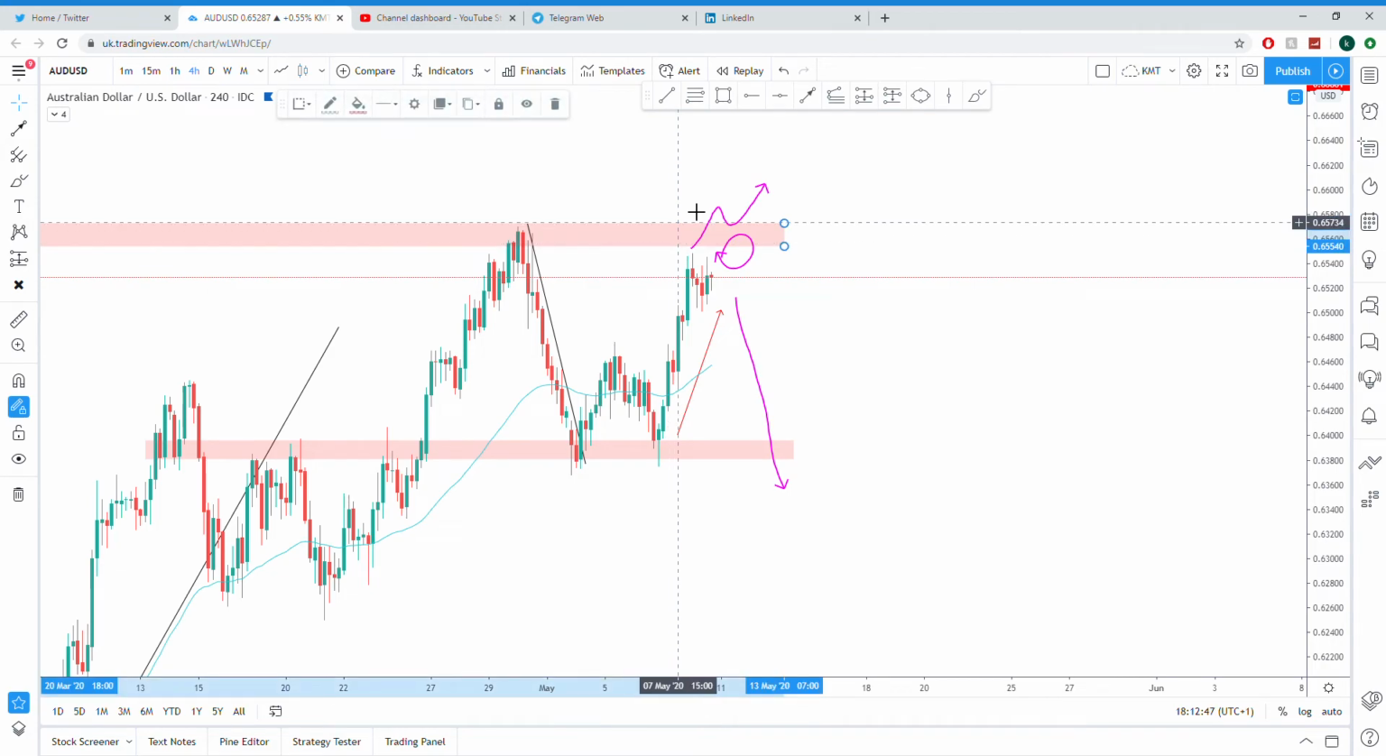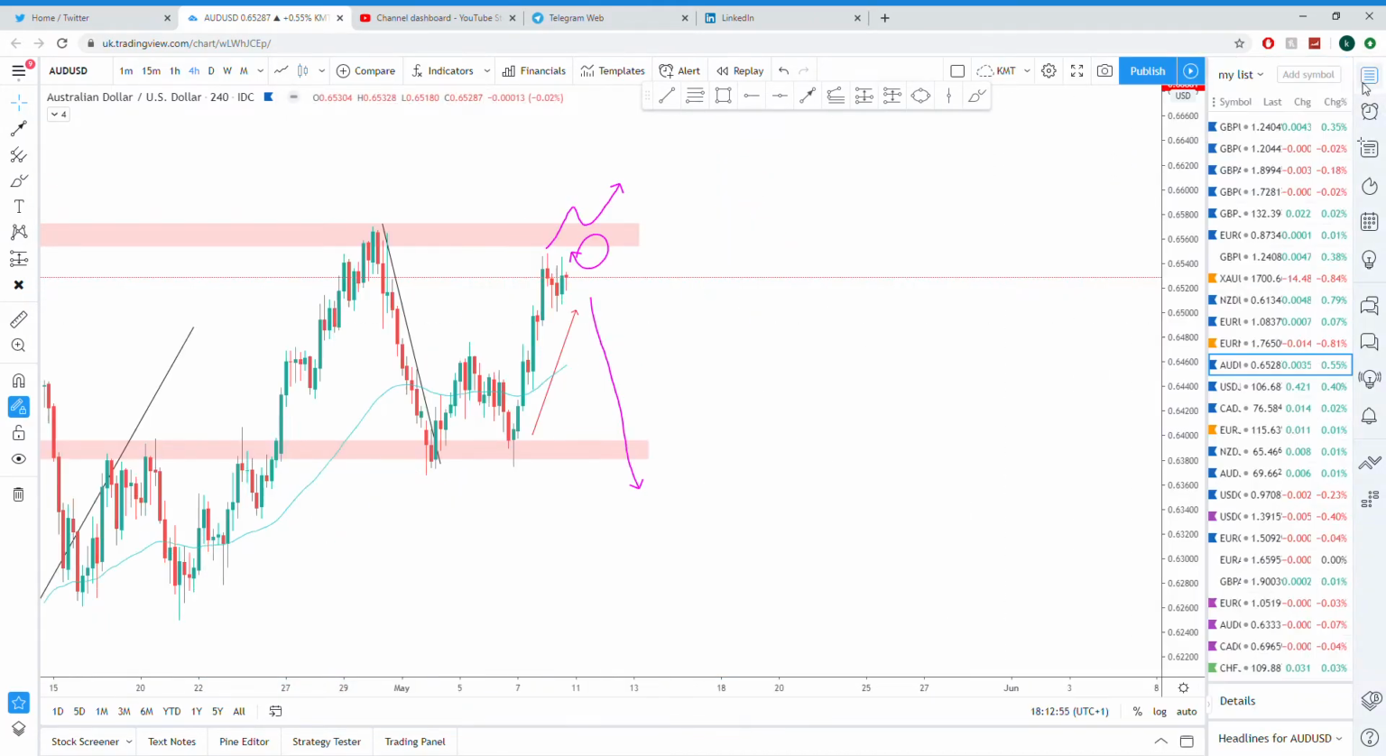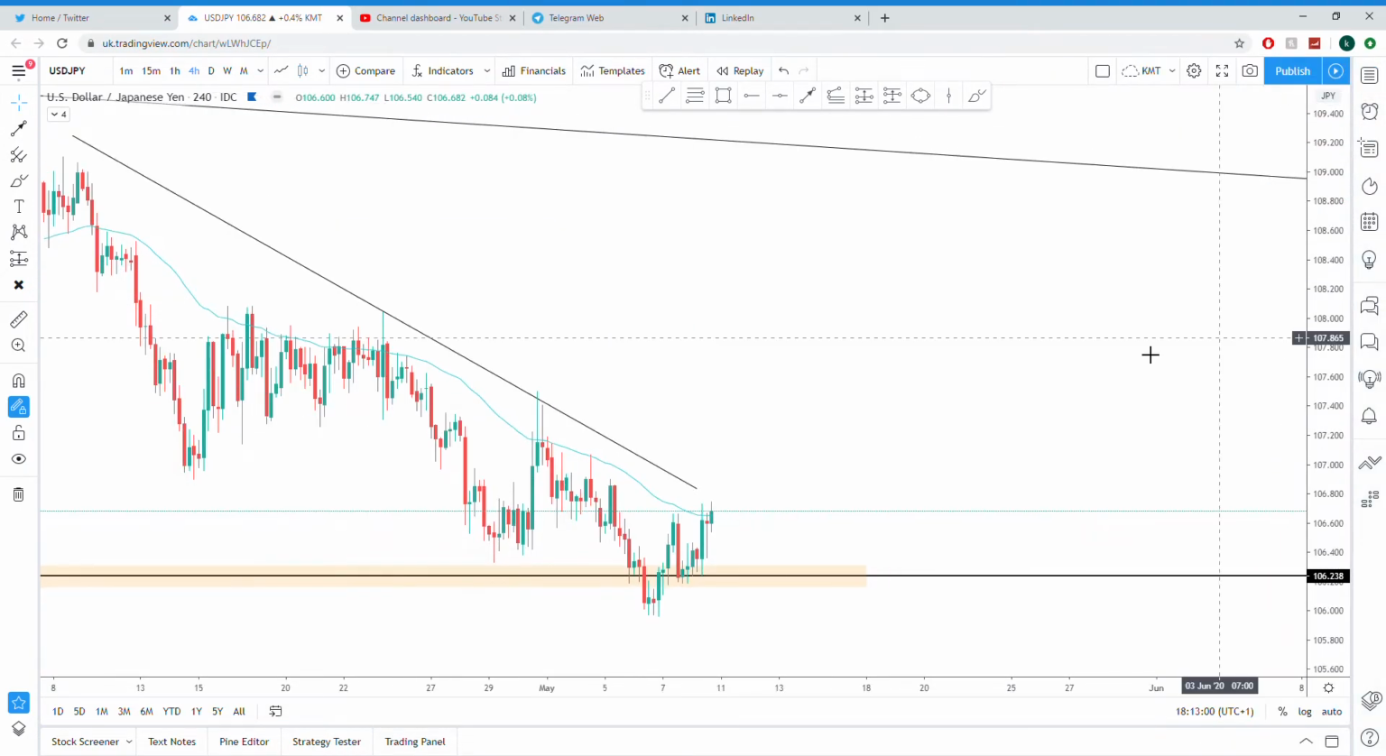So the invalidation level that we're coming up to is between 0.6572 to 0.65540. So again, put those in your charts and stay warned. Moving on to USD JPY.